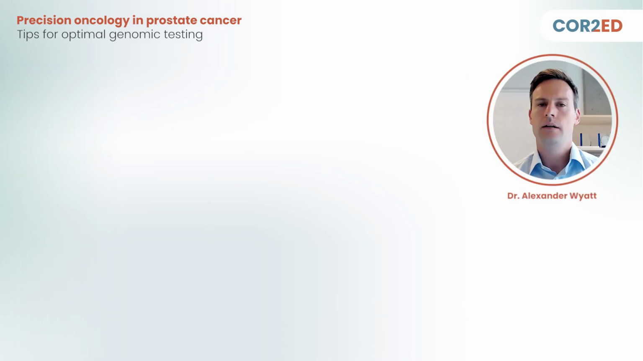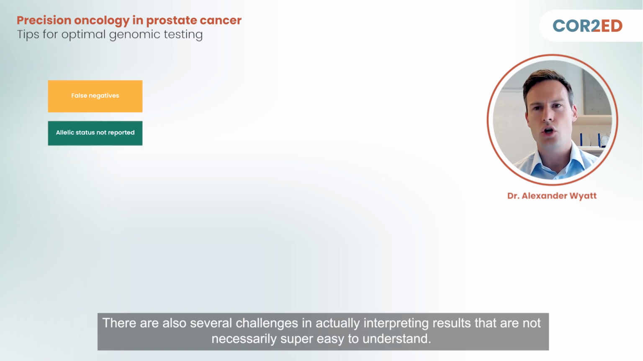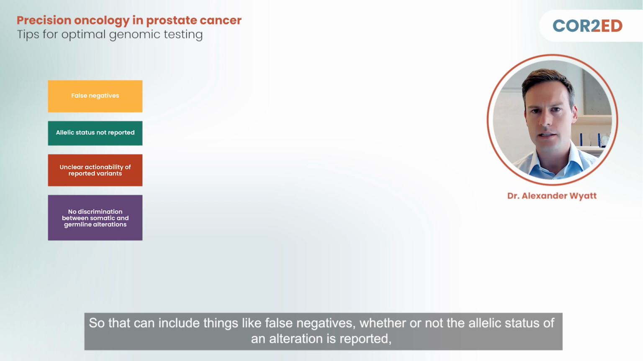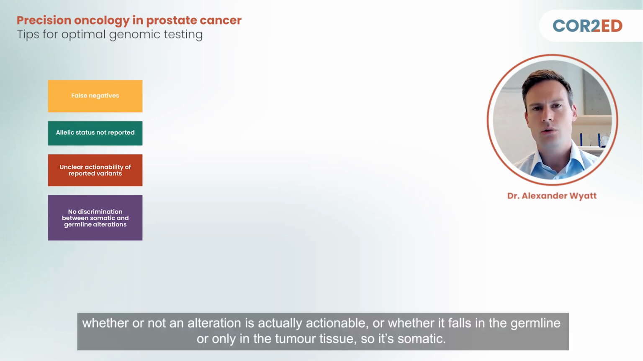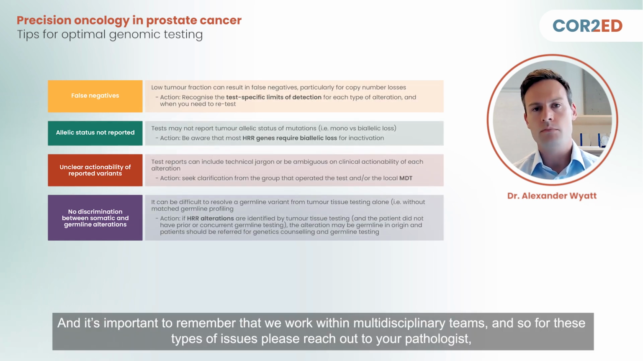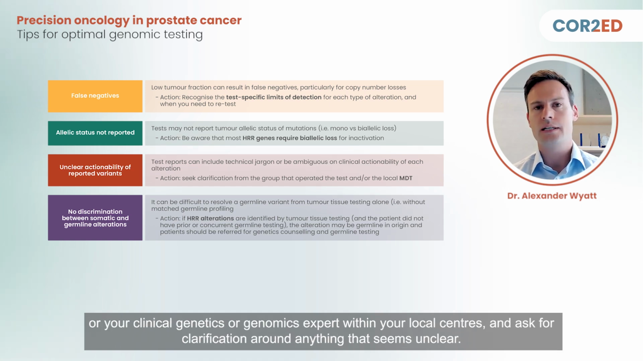There are also several challenges in actually interpreting results that are not necessarily super easy to understand. So that can include things like false negatives, whether or not the allelic status of an alteration is reported, whether or not an alteration is actually actionable, or whether it falls in the germline or only in the tumor tissue, so it's somatic. And it's important to remember that we work within multidisciplinary teams. And so for these types of issues, please reach out to your pathologist or your clinical genetics or genomics expert within your local centers and ask for clarification around anything that seems unclear.